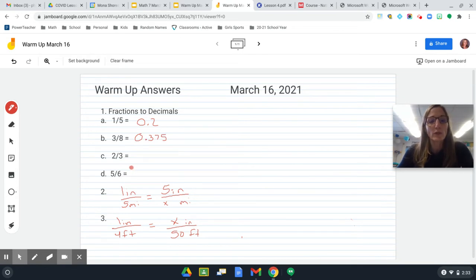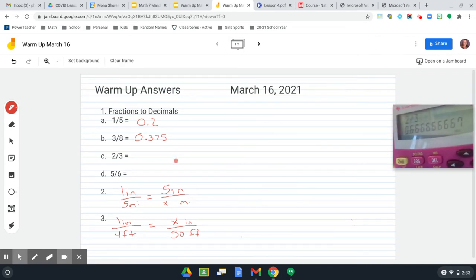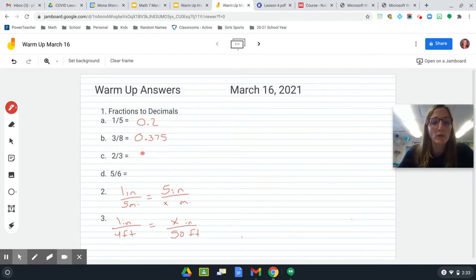Letter C, 2/3. 2 divided by 3. And so this is another decimal that's a little bit longer. In fact, this one doesn't end. It's repeating. So 0.666, right? And it keeps going. So I'm going to use the bar notation. I'm not going to round it. So for 2/3, I'm going to say 0.6, repeating with the bar over it.